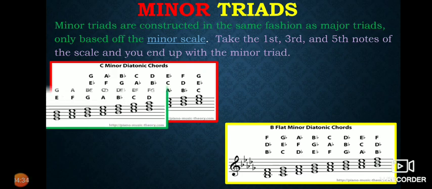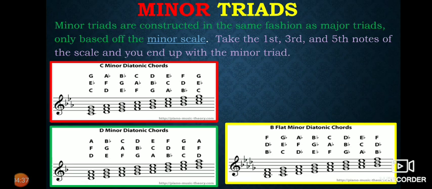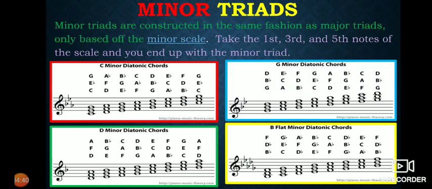Minor triads are constructed in the same fashion as major triads, as I told you before, only based on the minor scale. To construct the minor triad, take the first, which is number 1, the root, the third, and the fifth notes of the scale, and you end up with the minor triad. That is what makes the difference between major triad and minor triad. You put a flat on the third note.